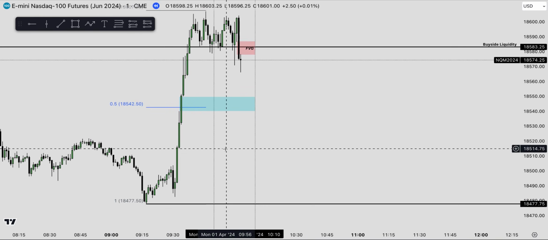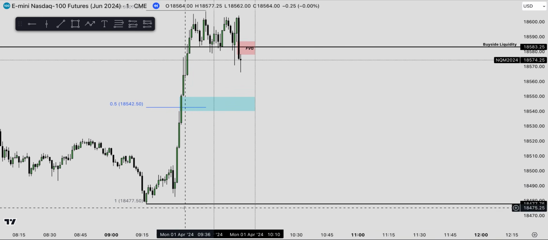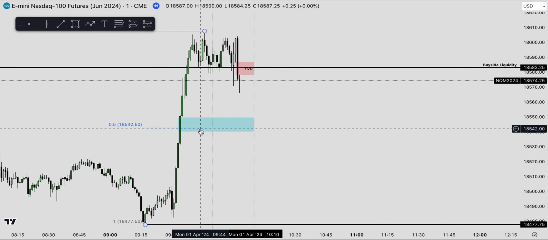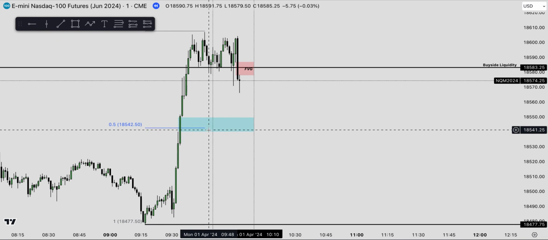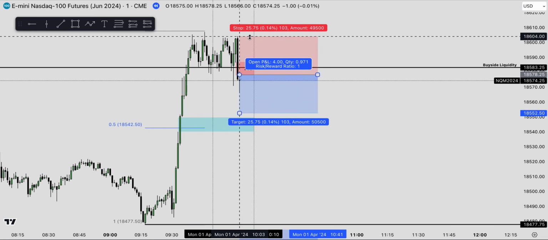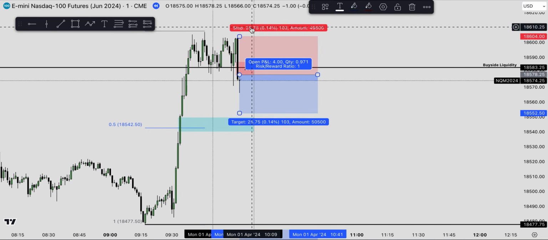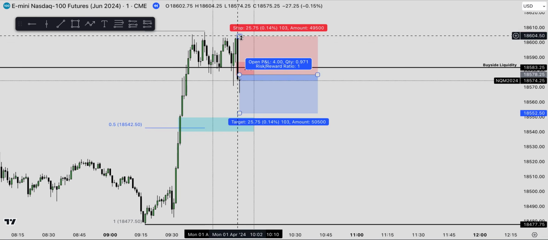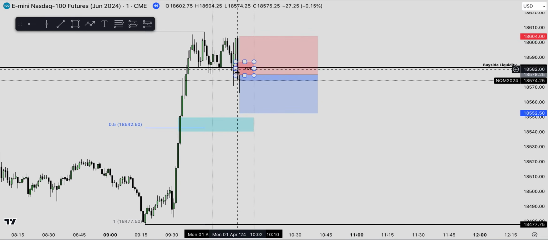Obviously this is quite a big range, so it's a little bit unlikely for it to get hit, but as long as 50% of the range gets hit, that's where the majority of your contracts or profits will be taken off. Alright, so I'd put a sell limit here. As you can see, we're only risking around 25 handles. You want to put a stop above a recent swing high, usually the displacement candle's high.